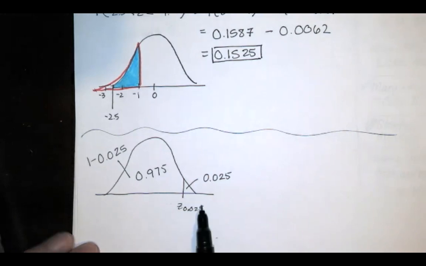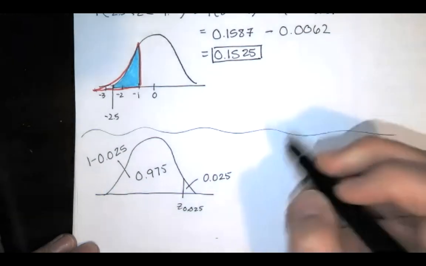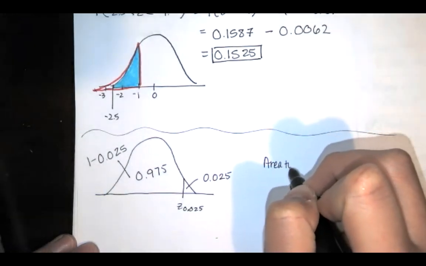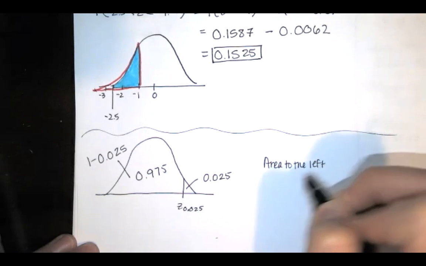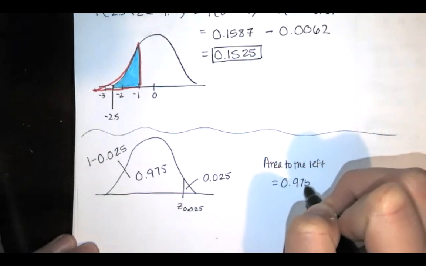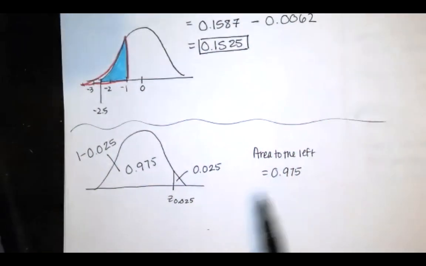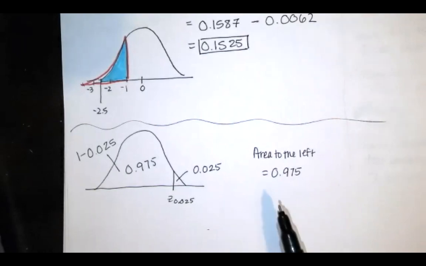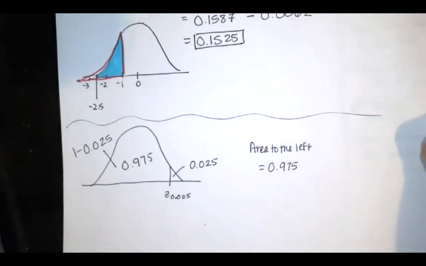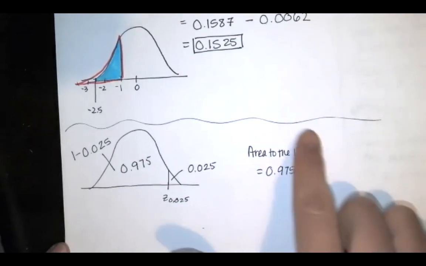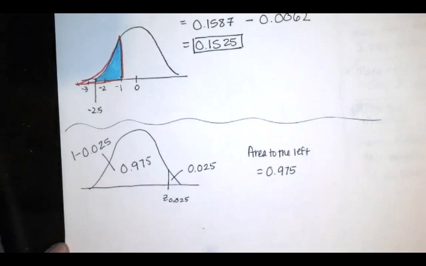If I want that z-score, I want the z-score associated with an area to the left of 0.975. So if I want to find that z-score, I can do this one of two ways. And there are other ways as well if you use other technologies. But if I'm using my table, I just look at the body of the table this time, not the outside edge, but the body of the table, and I look for this area, and then I find the corresponding z-score. So let's do that.